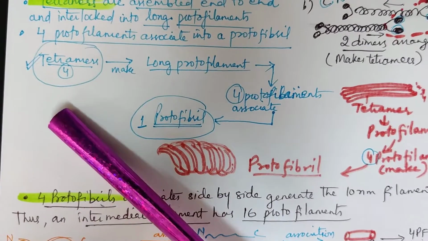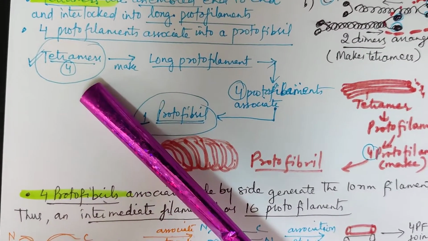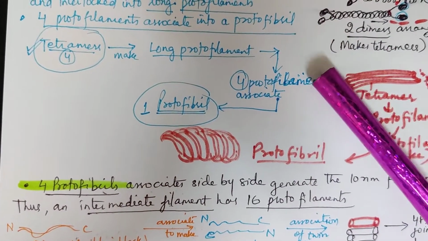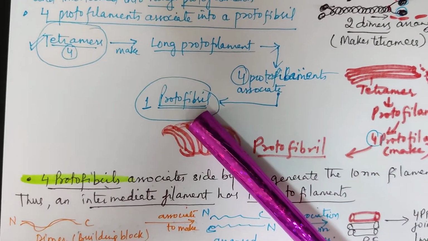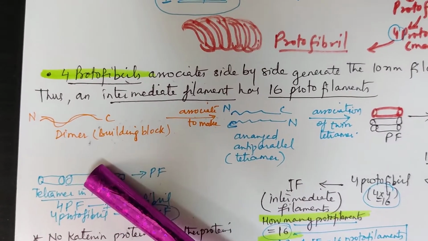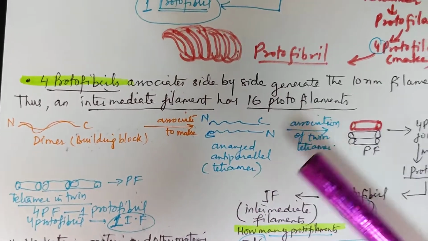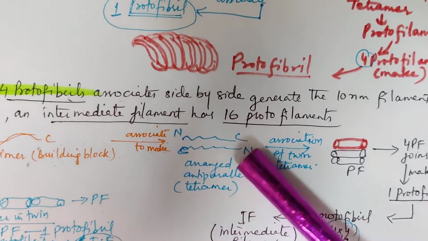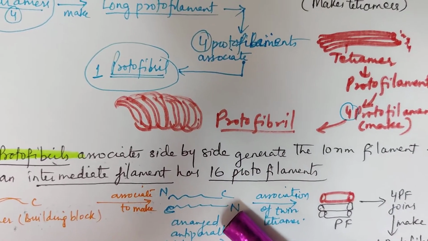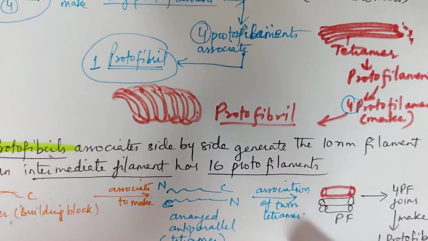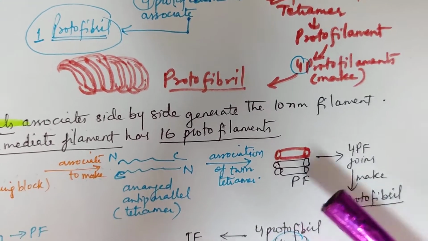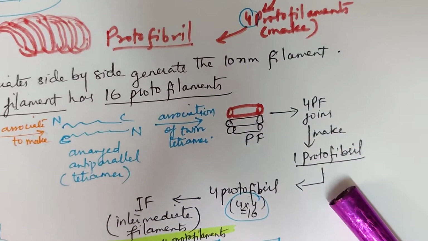In the same way, here you can have a flow chart. Tetramers are made from dimers. Two dimers make tetramers. Four tetramers make a long protofilament, and four protofilaments associate to make one protofibril. Now the structure here: the N and C ends of the dimer, which are the building blocks, associate to make a tetramer. These tetramers have two dimer twins with their ends arranged anti-parallelly, which associate to make the protofilament. Four protofilaments join to make one protofibril.